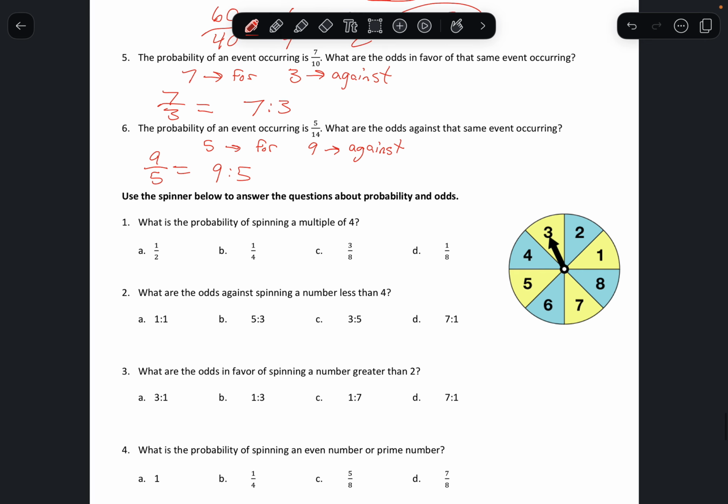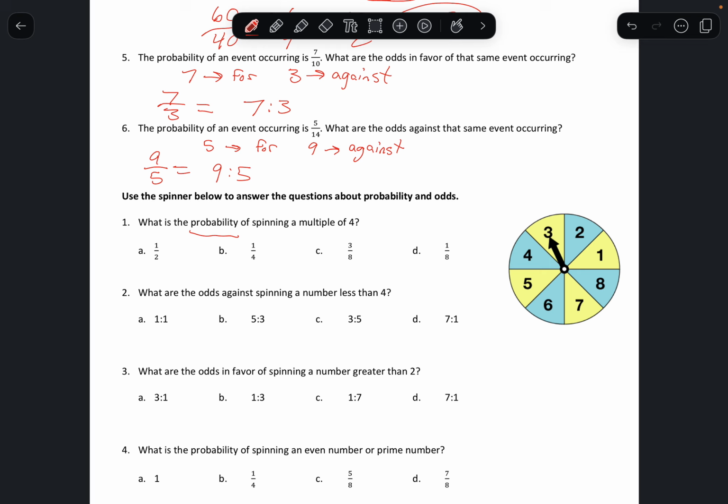All right, we got a last section here where we're kind of mixing and matching the probabilities with odds. We got to be careful about knowing whether it's talking about probabilities or odds. What is the probability of spinning a multiple of 4? Let's think about probabilities here, which means we're comparing it to a total. How many multiples of 4 do we see on here?